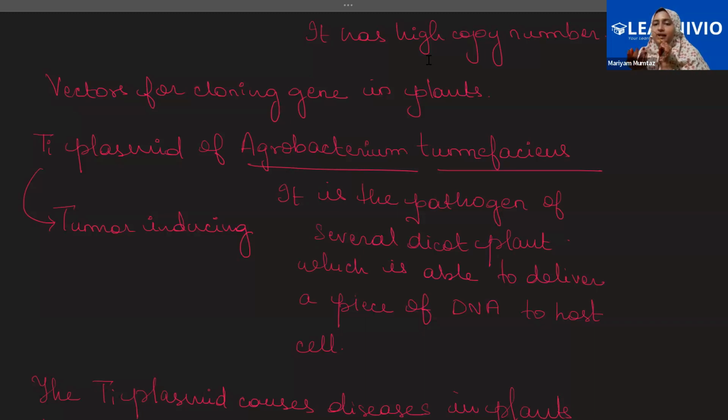But you can ask me a question like, ma'am, how can we use it as a vector if it is causing disease in the plant? This will disrupt the whole experiment that we are doing. But there are certain techniques to disarm the pathogen. You understand? What is the meaning of disarming? Anything?